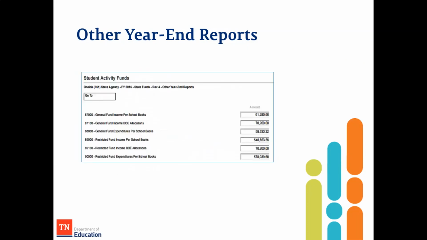This is what the Student Activity Fund year-end report looks like. You've got the general fund income, the general fund expenditures, your restricted fund income, your restricted fund expenditures, and then you've got your general fund BOE allocations and your restricted fund BOE allocations. So basically you've got your books, your revenues, your expenditures for general and restricted, and then you've got your board allocations.